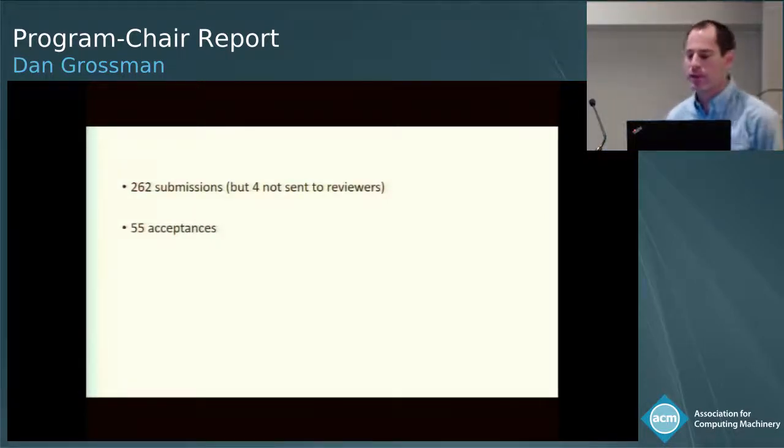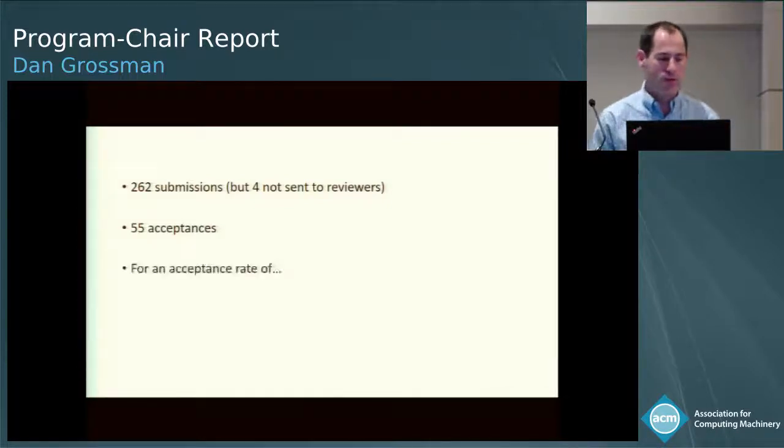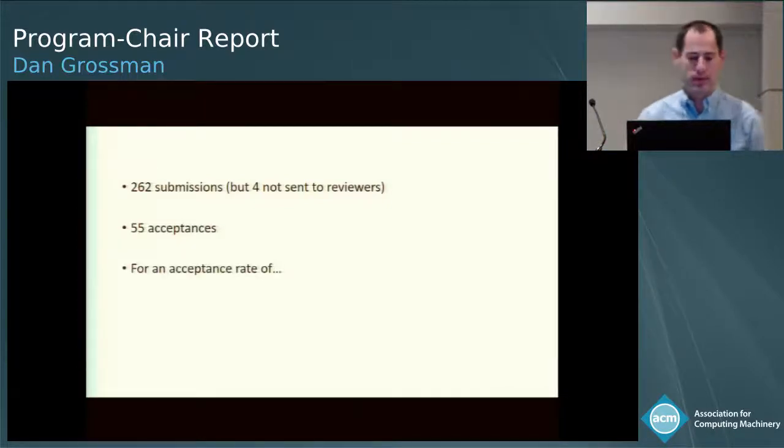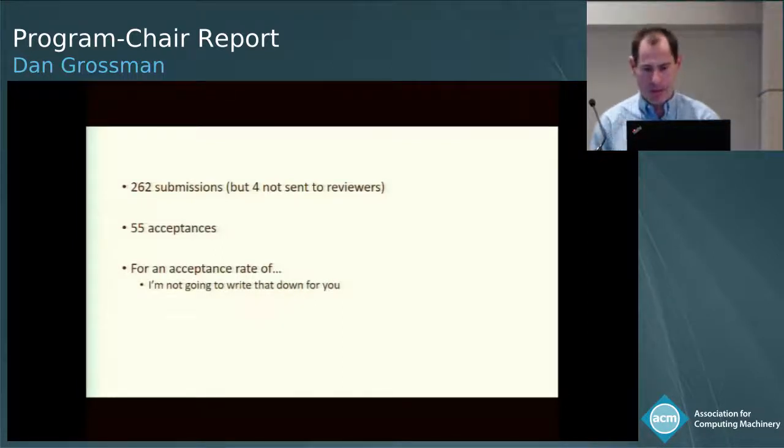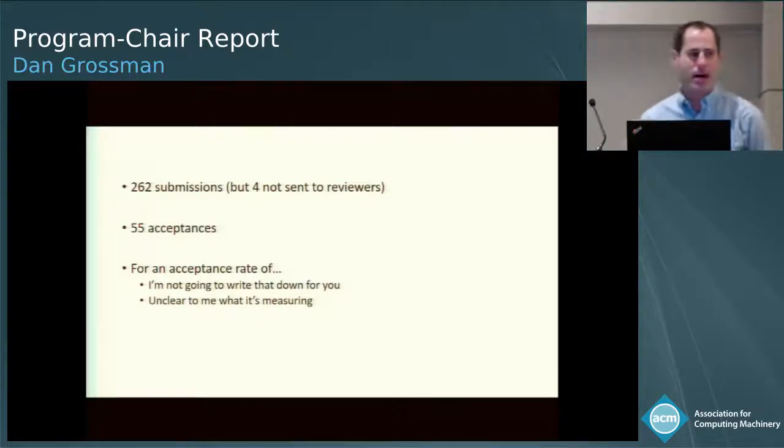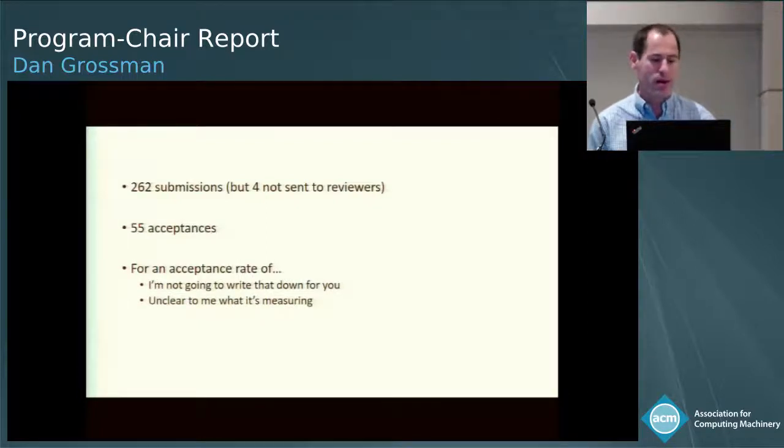We had 55 acceptances. If you take 55 and divide by 262, you get a number I'm not going to write down for you. I'm somewhat militant on this point. You can do the math. I'm not hiding anything from you. I just think it's unclear to me what exactly you're measuring. Any 2 numbers can be divided to produce a percentage.